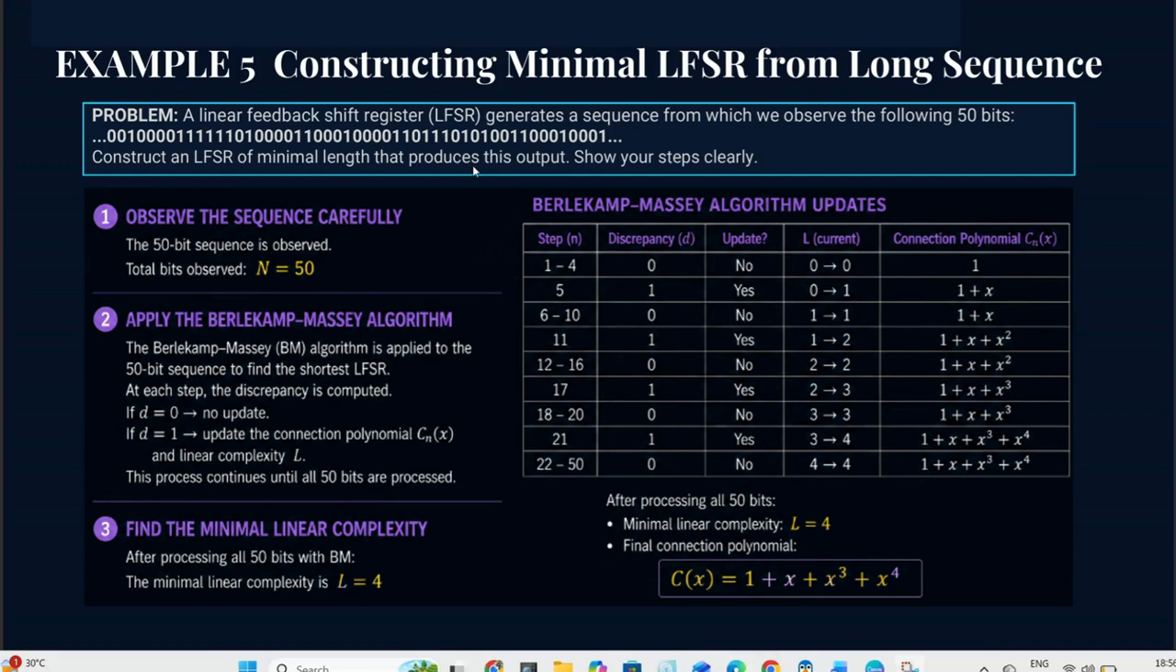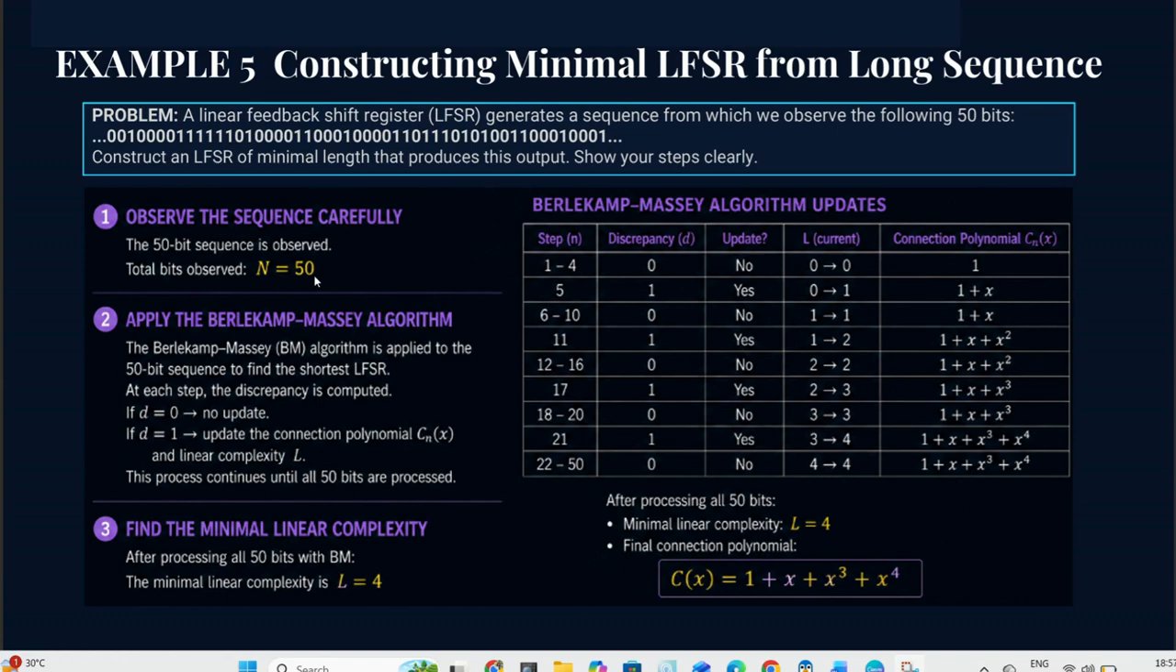A linear feedback shift register, or LFSR, generates the following 50-bit sequence. Construct an LFSR of minimal length that produces this output. Show all the steps carefully. In this problem, we are not given the LFSR directly. Instead, we only observe a long output sequence. From that sequence, we must construct the smallest possible LFSR capable of generating it.